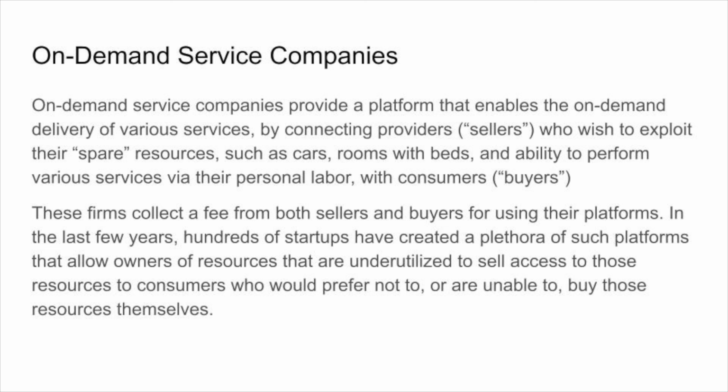We also have on-demand service companies, and these provide a platform that enables on-demand delivery of various services by connecting providers and buyers. So that would include things such as cars, rooms with beds, and the ability to perform various services via personal labor for customers. These services collect a fee from both sellers and buyers for using the platform. In the last few years, hundreds of startups created a whole bunch of platforms that allow owners of underutilized resources to sell them to people who are looking for them. Airbnb is a classic example of that.